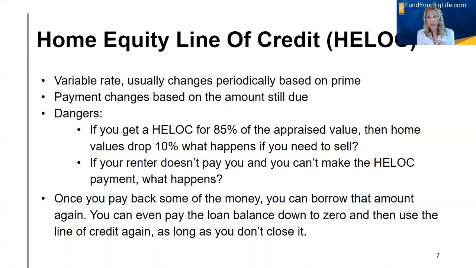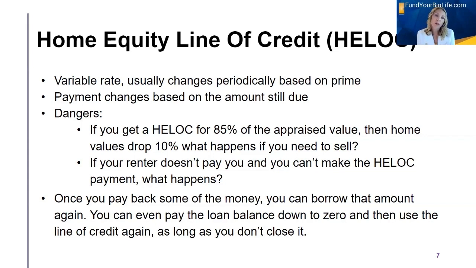Here are two things to think about, and these are the two reasons why some people choose not to do a home equity line of credit on their primary residence. Reason number one, danger number one: if you get a home equity line of credit for 85% of the appraised value, which some places you can, then what happens if home values drop 10%? What happens if you need to sell? You could end up owing more on your primary residence than you could sell it for, which is a terrible situation to be in. And we don't want you in that situation. So that's something to consider. And you don't have to take it, even if your bank says, we'll do a home equity line of credit, a HELOC, for 85%.